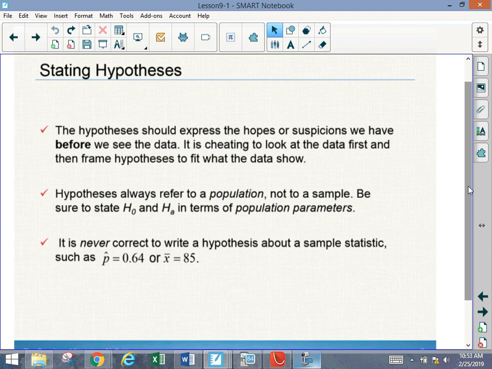Wait, so you will never use x bar or p hat, never use a statistic, or never use a parameter? Never use a statistic in your hypothesis. Always use a parameter.